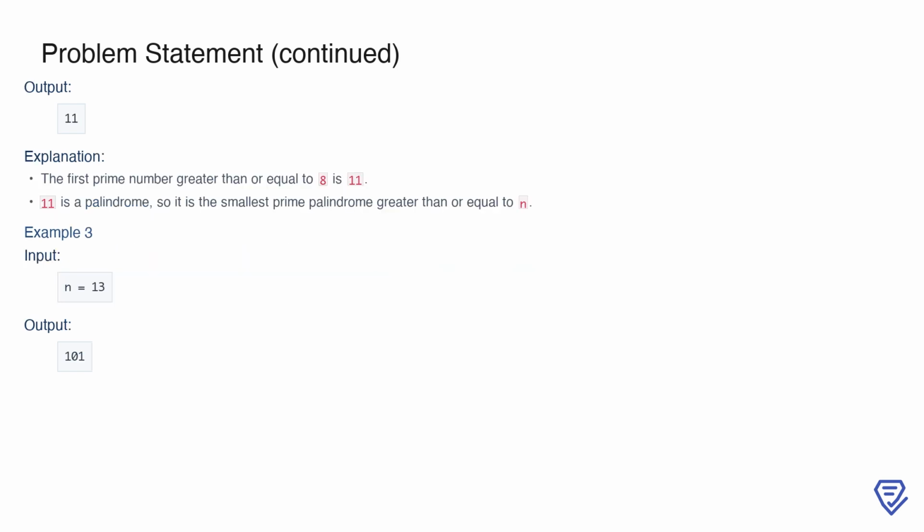Now consider a second example where the input is n equals 8. Starting from 8, the first prime number we encounter is 11. Unlike 9 or 10, which are not prime, 11 satisfies the conditions of both being a prime and a palindrome. As a result, the output is 11.